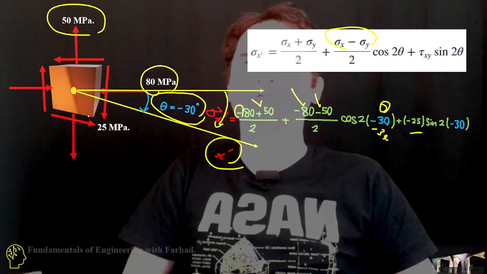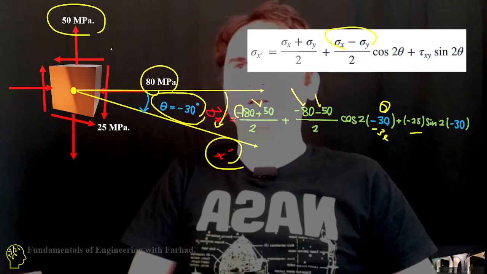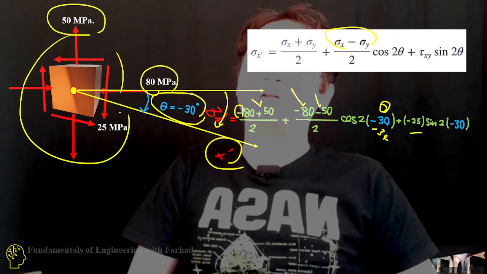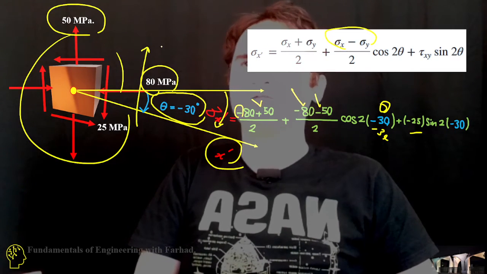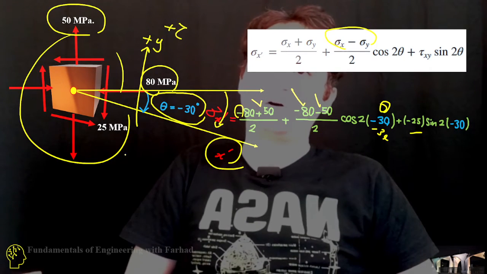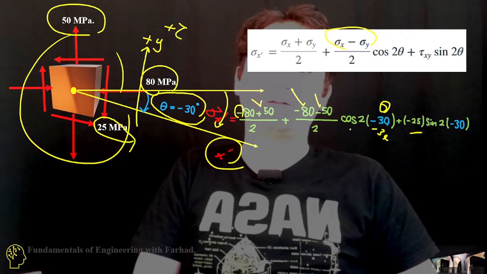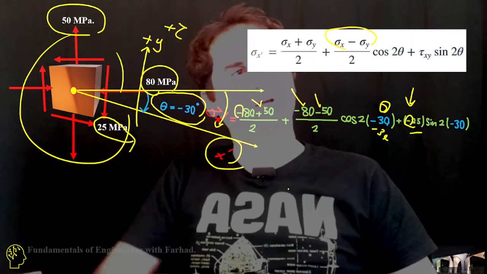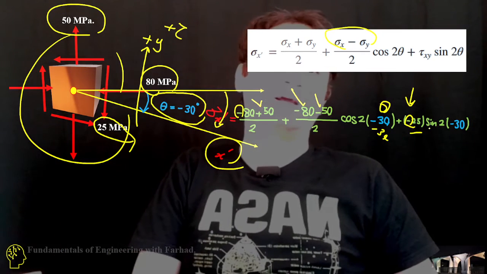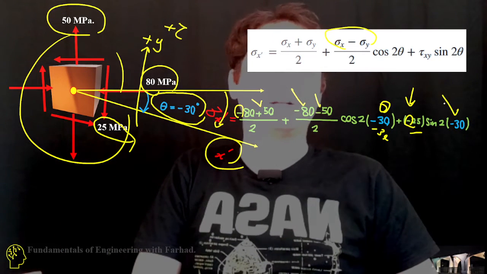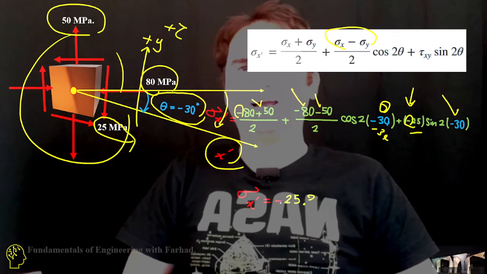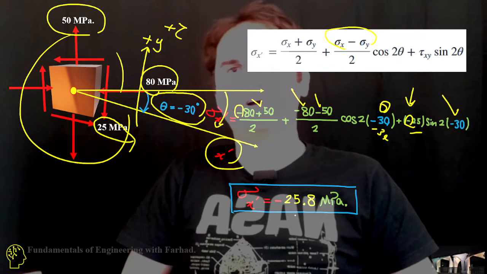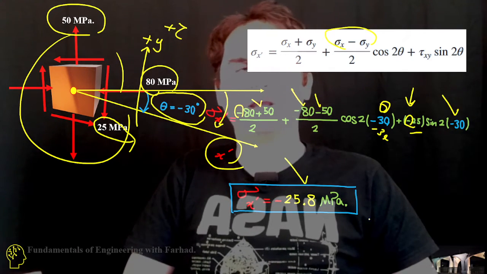a negative 25. If you remember in the formula, tau in a positive y direction is a positive tau, so we have a 25 but negative because that's a downward shear stress, times sine of 2 times negative 30 degrees. If you add it, it gives you sigma x prime as negative 25.8 megapascal.